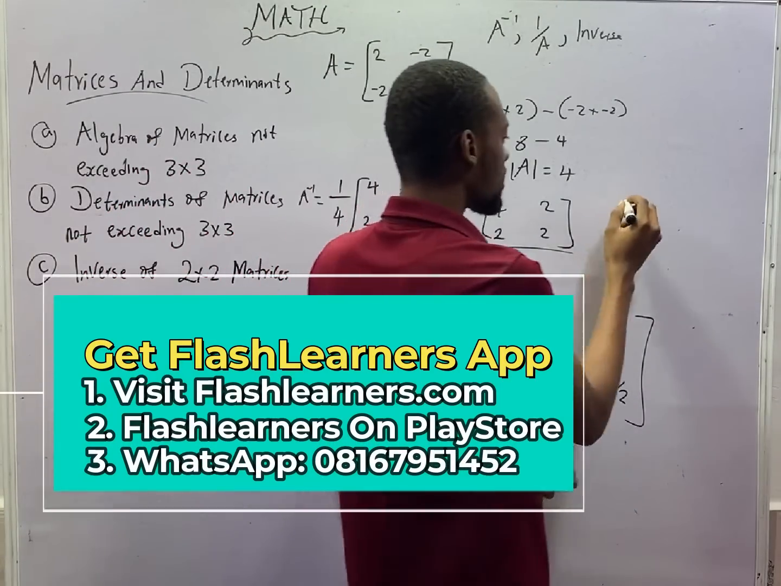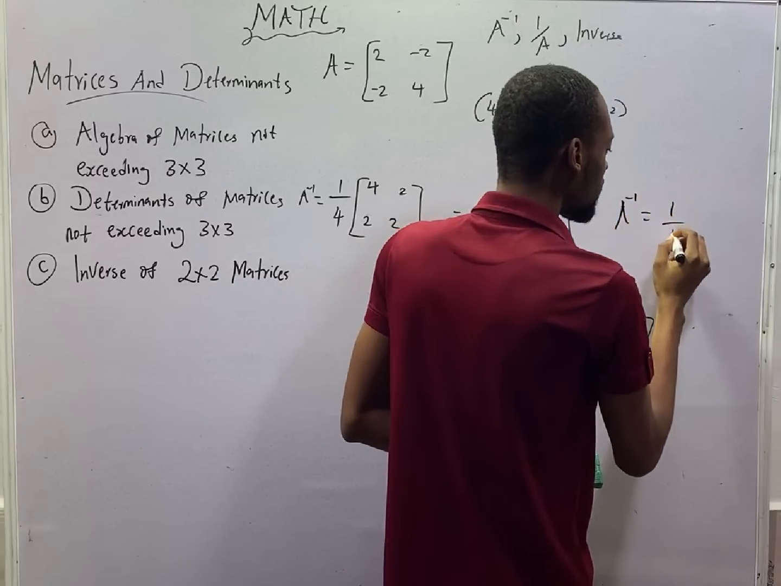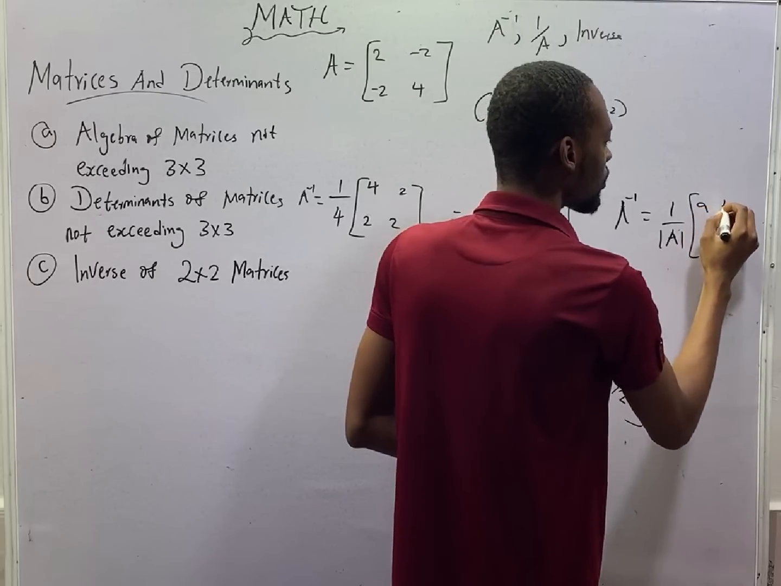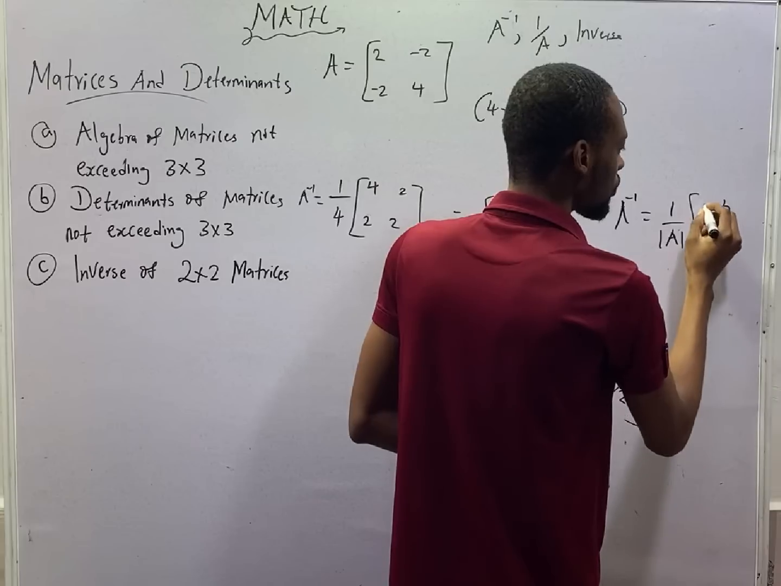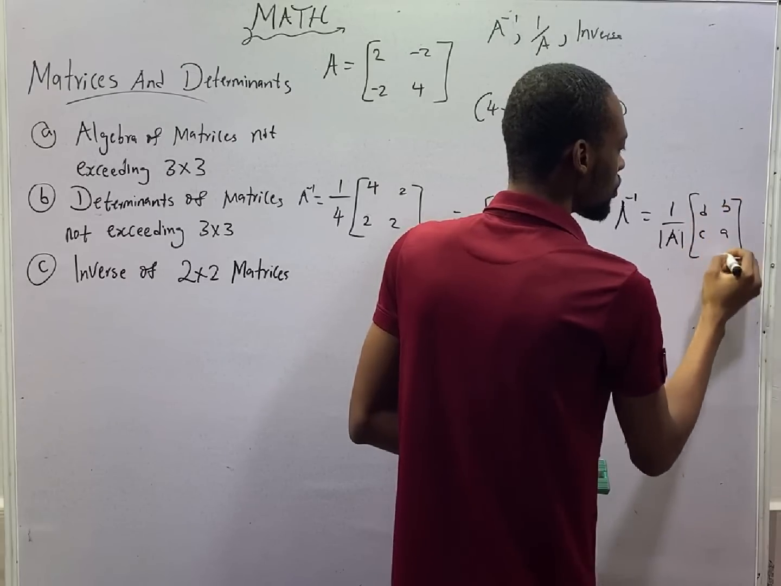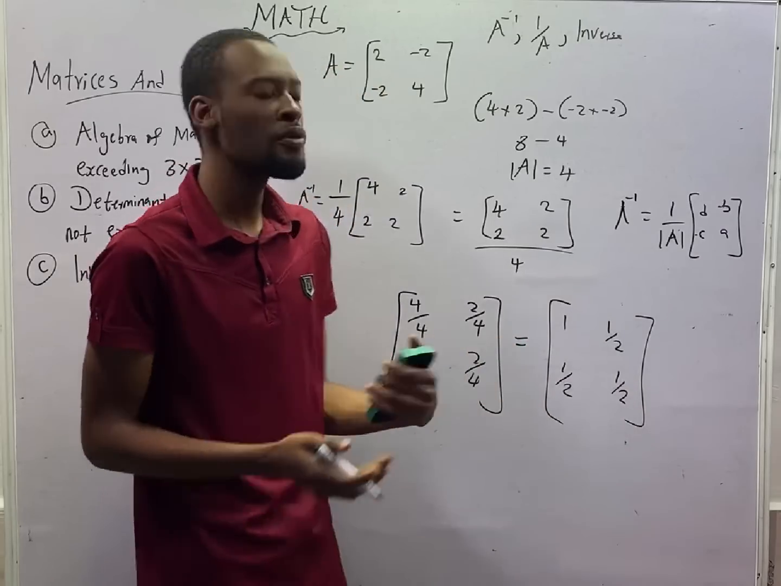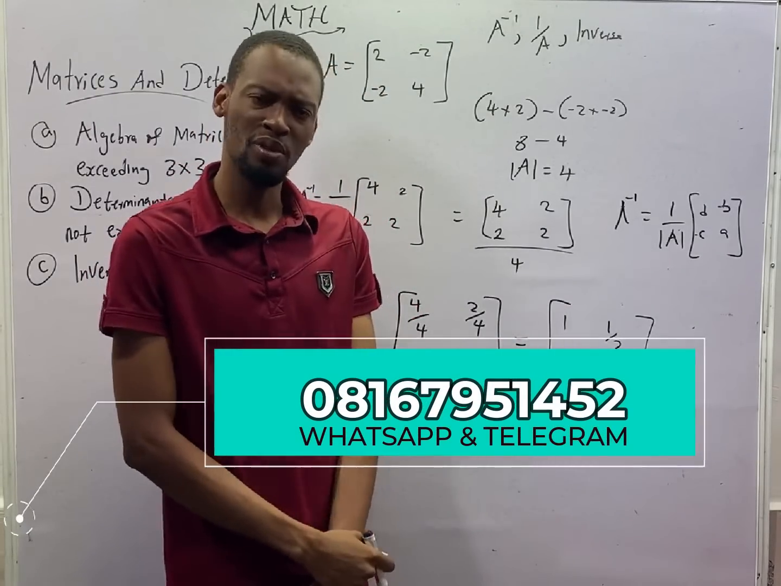Generally, the inverse of a 2 by 2 matrix is usually in this form: 1 over the determinant, then you have A, B, D, A, so the negative of that guy. I hope you understand the determinants and the inverse of 2 by 2 matrix.